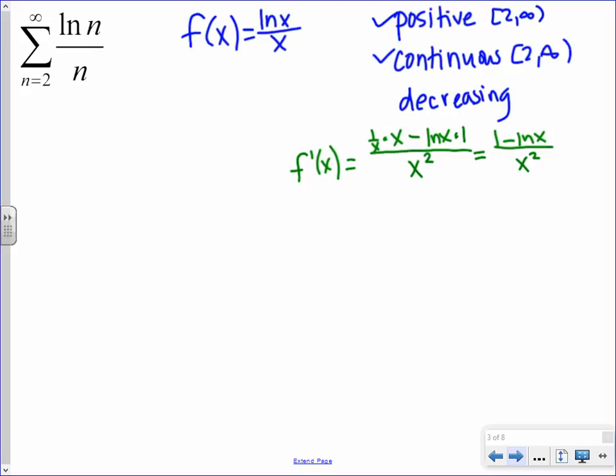Okay, this is going to be less than 0 as long as x is bigger than e. When x is e, we have 1 minus 1, right? So after e, we're okay. Well, e is like 2.7. Now, our integral is going to go from 2 to infinity. We're not decreasing until after e, but that's okay because, first of all, it's really close to 2. And once we get past e, it's always going to decrease, and that's really what the integral test cares about.